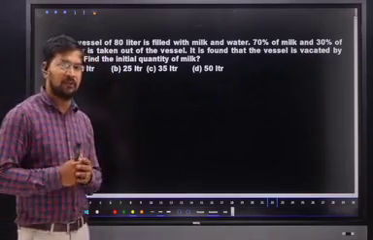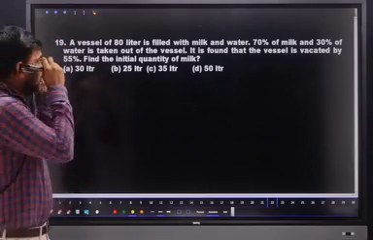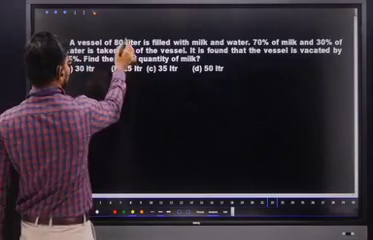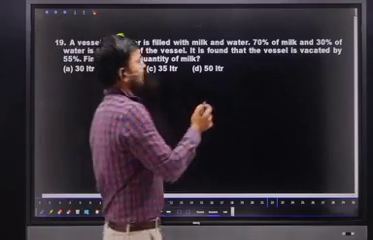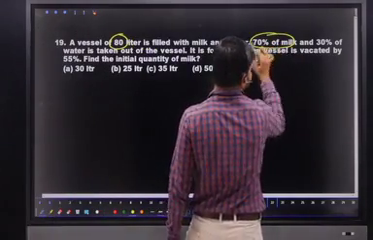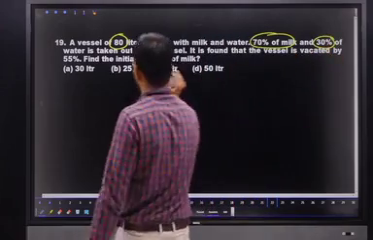If you read the question carefully, you can get the answer directly. Here, a vessel of 80 liters. Just observe carefully. 70% of the milk is taken out, 30% of the water is taken out.